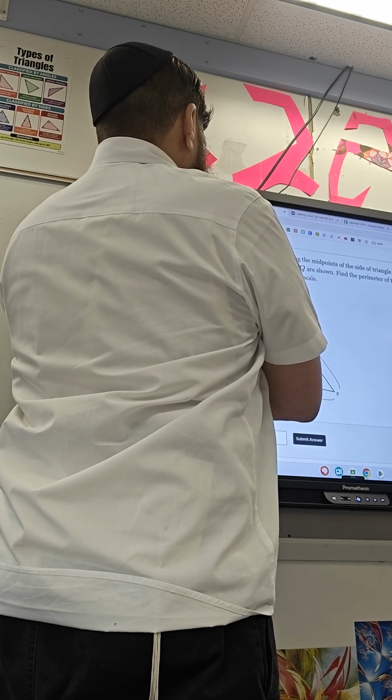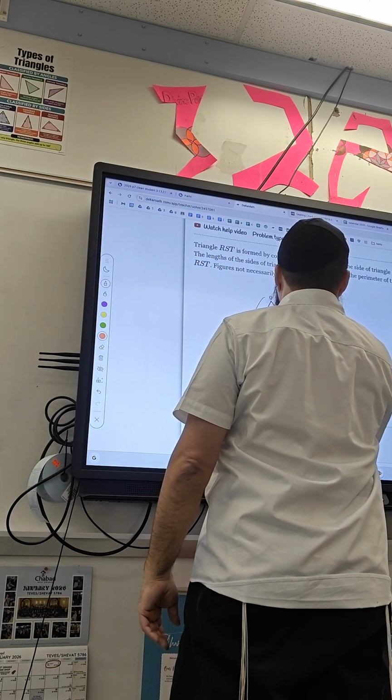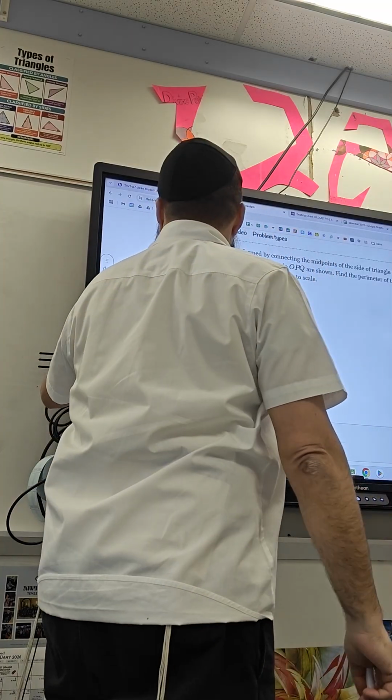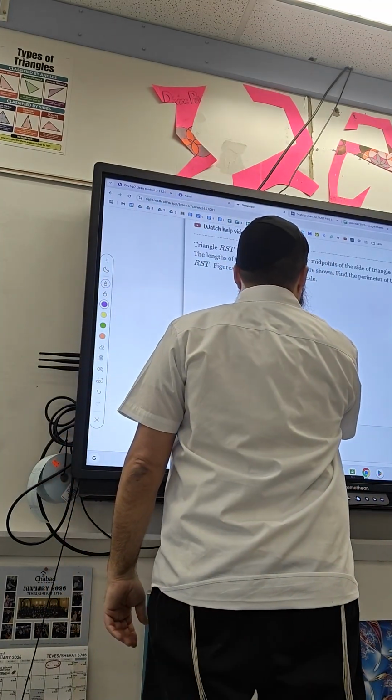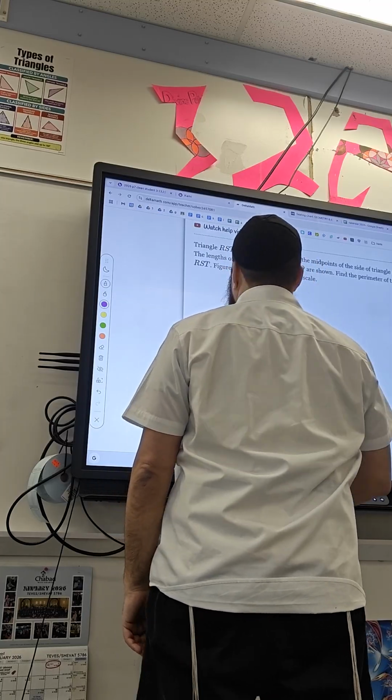The lengths of the sides are shown. Find the perimeter of the triangle RST. So they want this perimeter. What you can remember is this is half of this. So this purple side is 4.